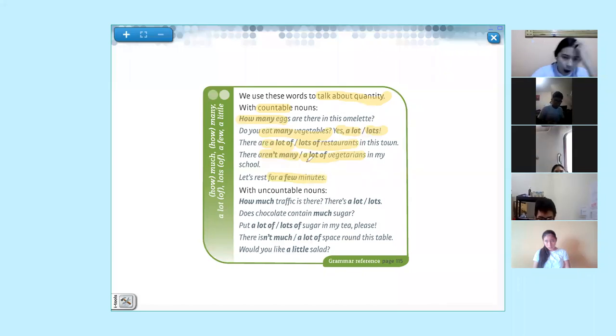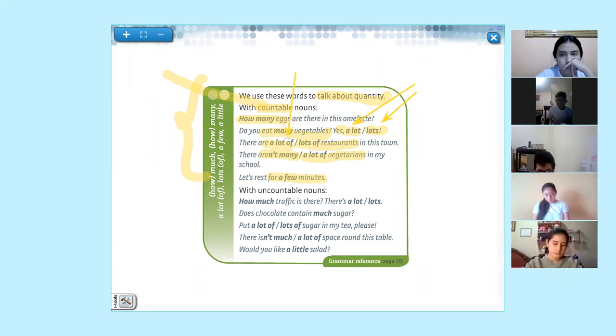Let's rest for a few minutes. Okay. Stop for a moment, okay? In this part of the section, we are going to find those for the countable forms. I need that you pay special attention to the following, please. Remember that you said a lot or lots of, in a general way for an answer. Also here, you can see that you said a lot of restaurants or lots of restaurants. You can say it in the negative, aren't many or aren't a lot of vegetarians. Those are the expressions that you could use with the countables.